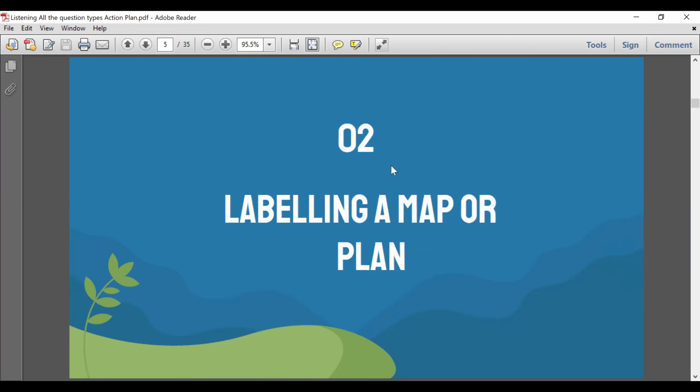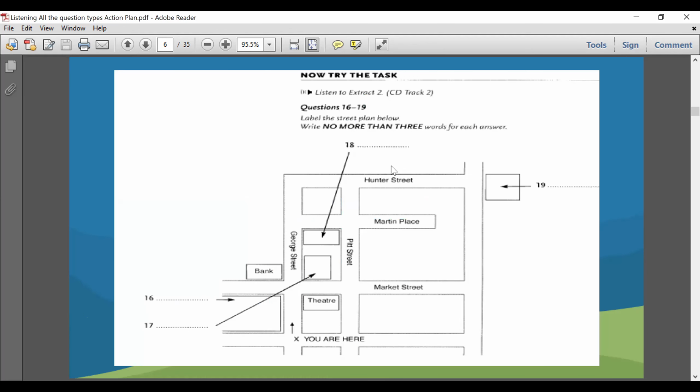The second is labeling a map or plan. This is also one of the most difficult types of questions that comes. Okay, go ahead and write in your notebook 16, 17, 18 or 19. Write down 16, 17, 18 or 19. Map is considered to be one of the most difficult types of questions in IELTS listening. Today we will do that. If you are ready, we can go ahead. Tell me once you have written 16, 17, 18, 19.